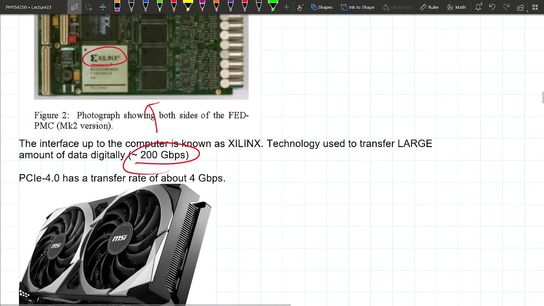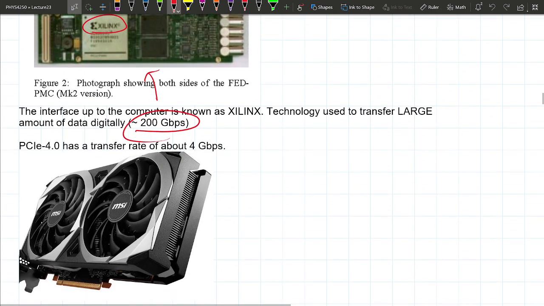So for example, for consumer electronics, let's say you're buying a video card using PCIe, PCI Express 4.0. I think this is the fastest as of last year. Maybe it's faster now, I don't know if there's a new version already. It can transfer things at about 6 gigabits per second, okay? So CMS, which was designed in the 1990s, was about 50 times faster. But it has to be, right? Because you're smashing things together every 25 nanoseconds. It has to be fast, right?